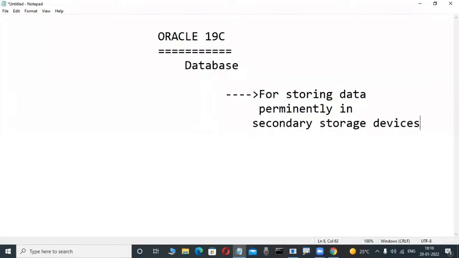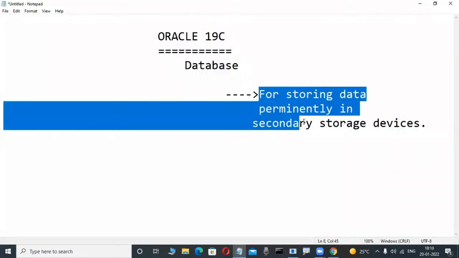Suppose today we are storing our data, after 5 years, 10 years, 20 years, even after 100 years your data is available. You are using it. That's why Oracle is a product from Oracle Corporation. Some version number is there. This is a database product, one of the popular databases. But what is the purpose? For storing data permanently in secondary storage devices.